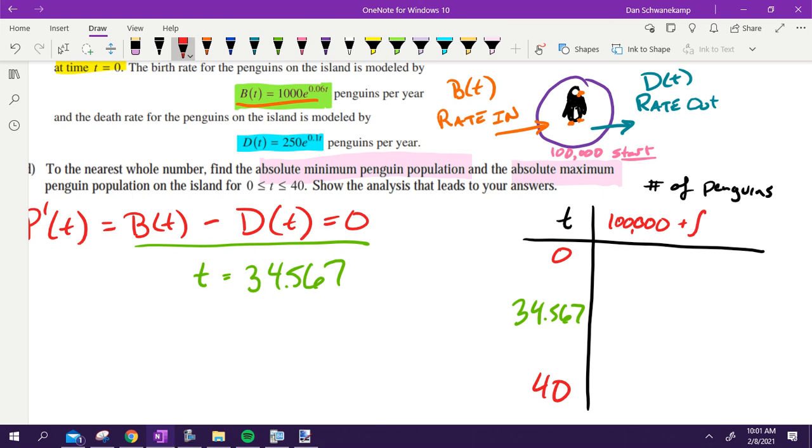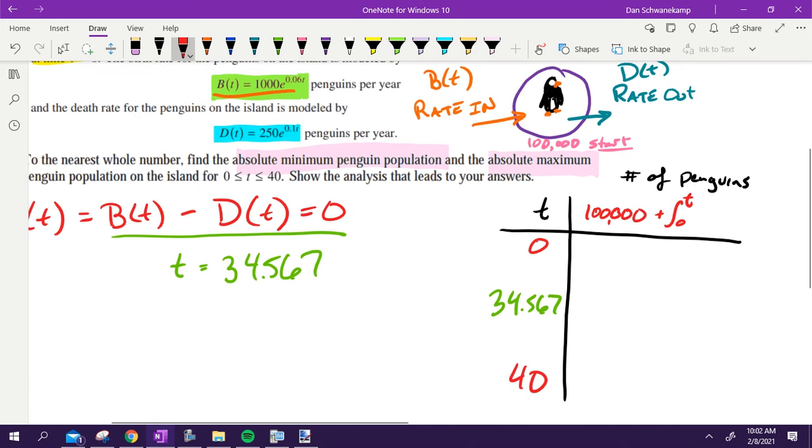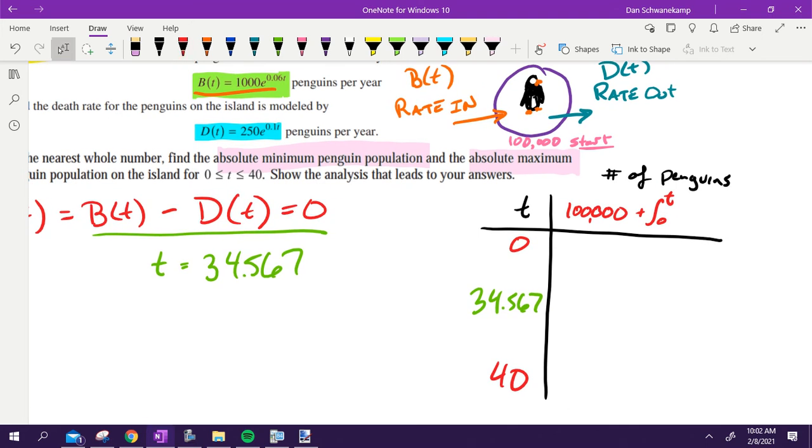When am I going to start to integrate? 0 until when? Not necessarily 40. It's the time. It's whatever these numbers are. So I'm going to go from 0 to t. And what am I integrating? The rate in minus the rate out. I called it P prime over here. If you want to call it P prime, you can. But I'm going to go ahead and just say B of t minus D of t. That is what I'm integrating. That's going to get me my answer.